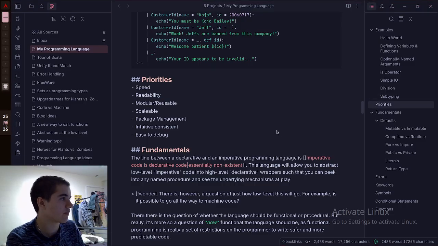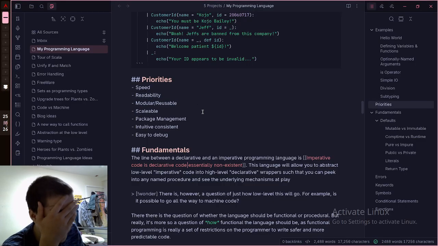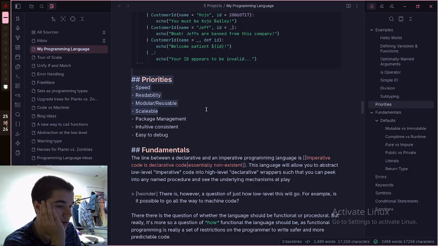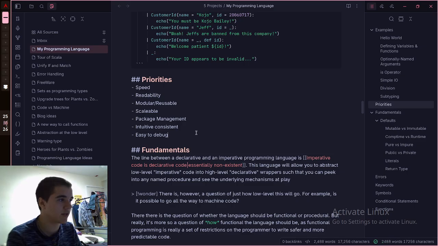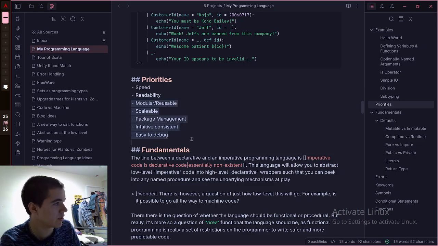So first of all, I want a name for my language, so I really want to focus on these first, so I can figure out what I'm actually doing. So speed, readability, modular usable, scalable, package management, user consistent, easy to debug. I wrote these down very quickly. So what do these even mean?